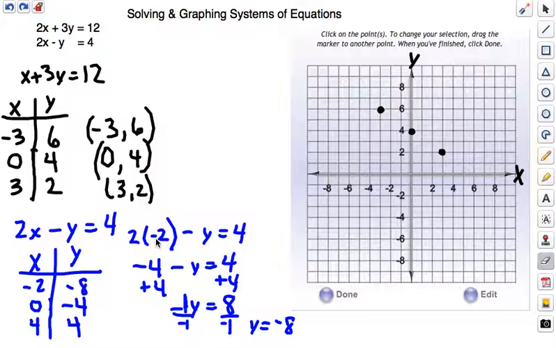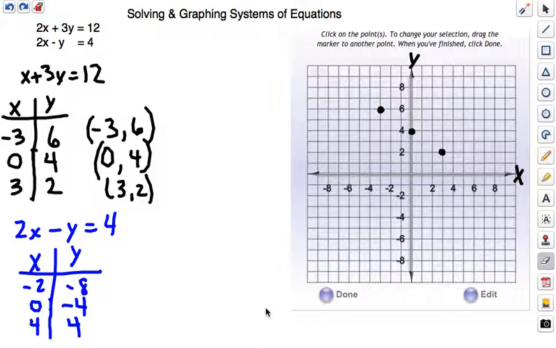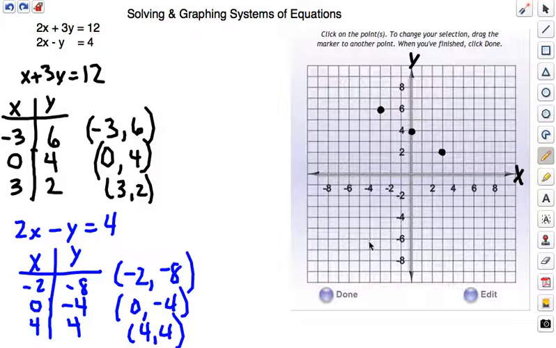Alright, so we have our three ordered pairs, so now we can graph those. We have negative 2, negative 8, 0, negative 4, and 4, 4. Okay, so first negative 2, negative 8 is right here, 0, negative 4, and 4, 4. Now our solution is going to be where these two lines cross. Okay, so we're looking at where the two lines intersect. That would be considered our solution.